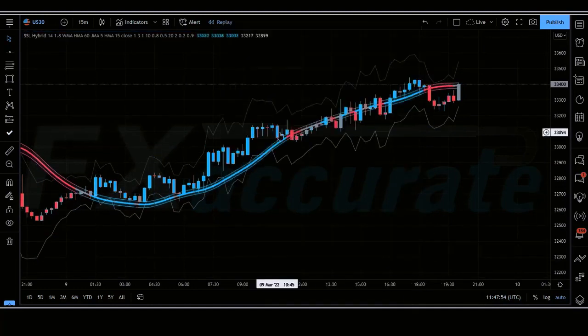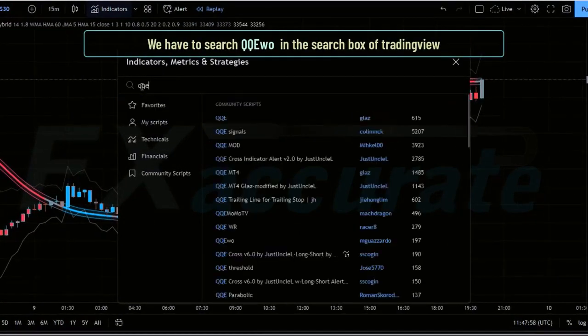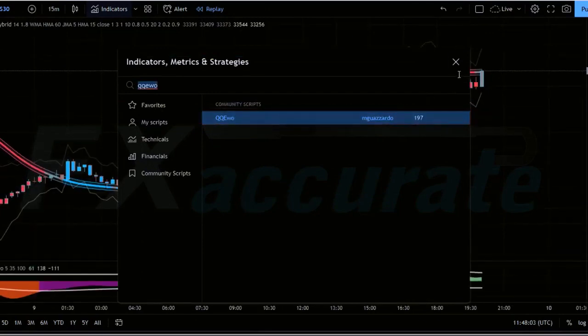After that we have to apply another indicator on the chart. We will search QQEWA in the search box of TradingView. After that we have to click on the QQEWA option.